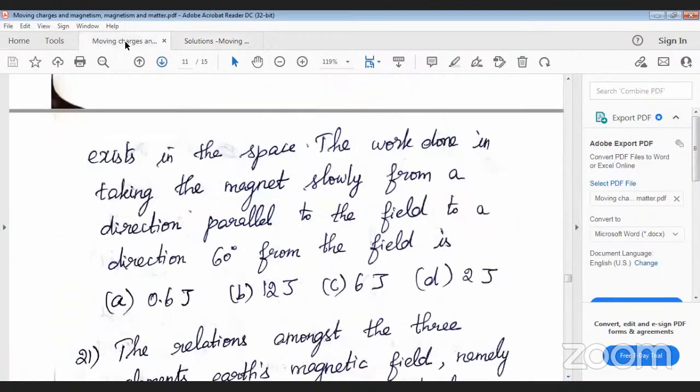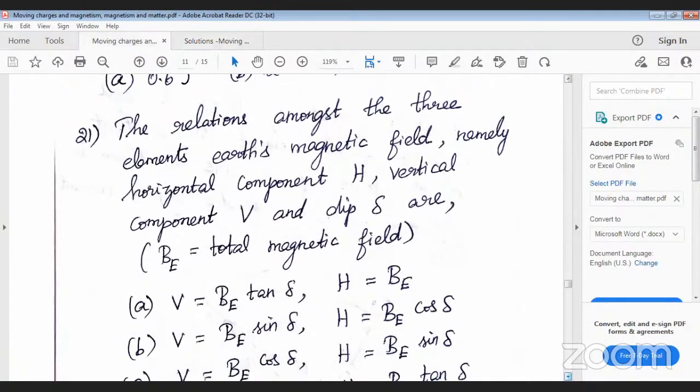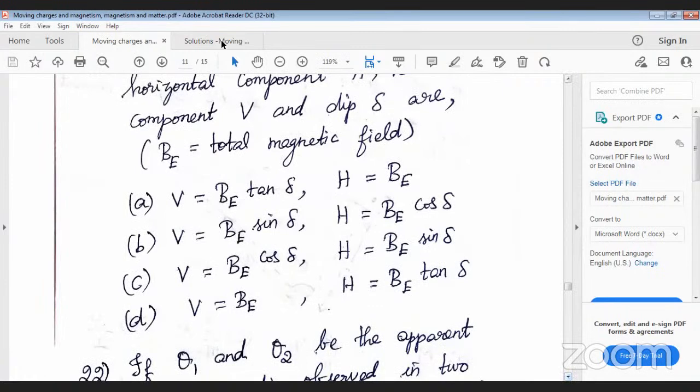And question number 21. The relation among the 3 elements of Earth's magnetic field, namely horizontal component H, vertical component V, and dip delta, where B equals the total magnetic field. So what is the relation among the 3 parameters? You need to choose the correct option from the four options.